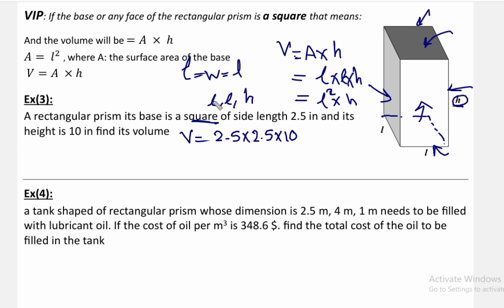If you get confused with L and H, simply use L, W, and H. And the base is a square, that means L equals W. Okay? 2.5 and 2.5 times 10. We have two ways to calculate this. The first way, if you know that 2.5 times 2.5 equals 6.25, congratulations.